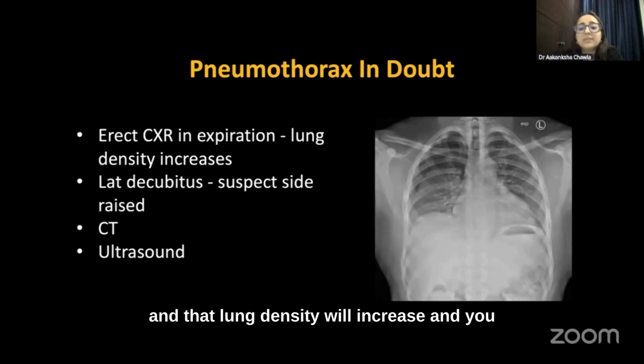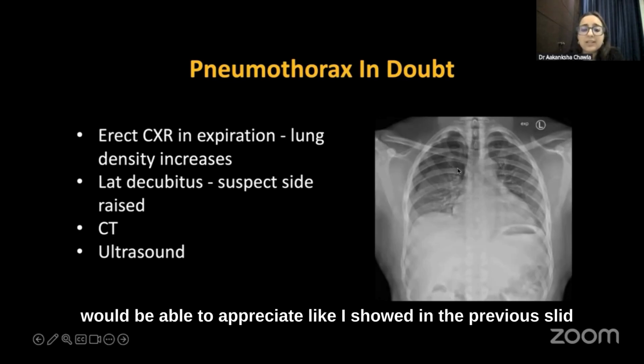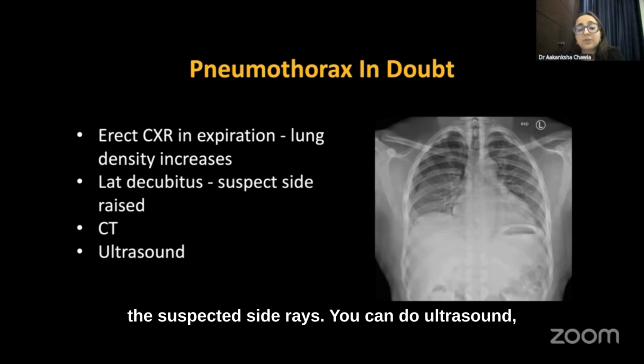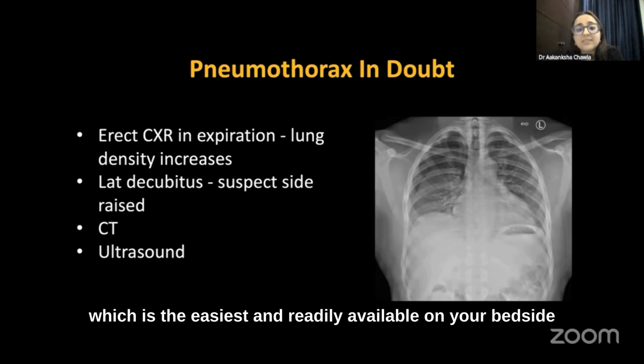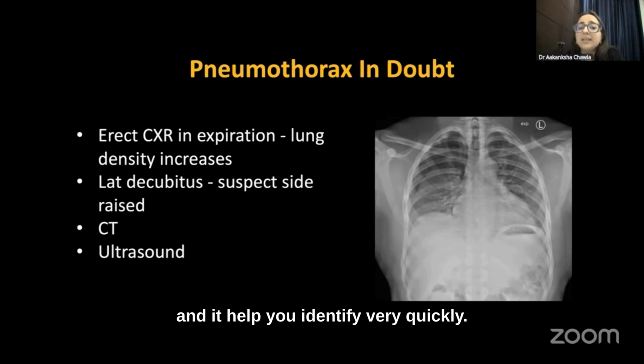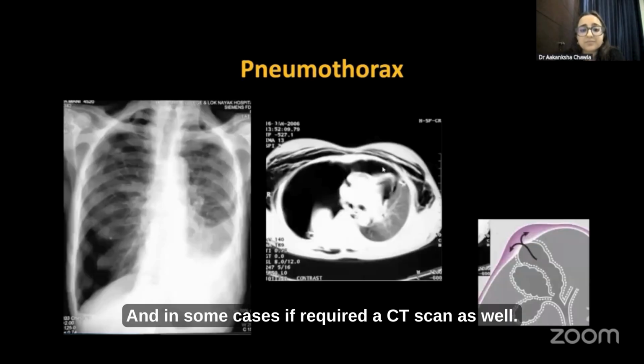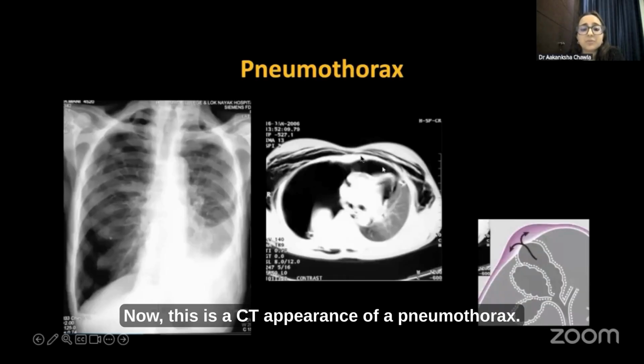And that lung density will increase, and you would be able to appreciate, like I showed in the previous slide. You can do a lateral decubitus with the suspected side raised. You can do ultrasound, which is the easiest and readily available at your bedside, and it helps you identify very quickly. And in some cases, if required, a CT scan as well. Now, this is a CT appearance of a pneumothorax. There's presence of subcutaneous emphysema as well.